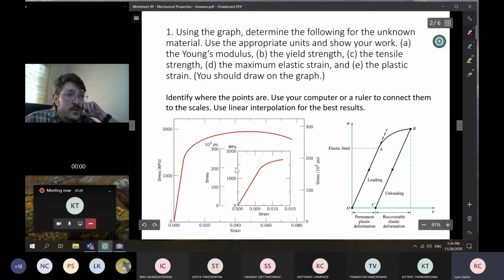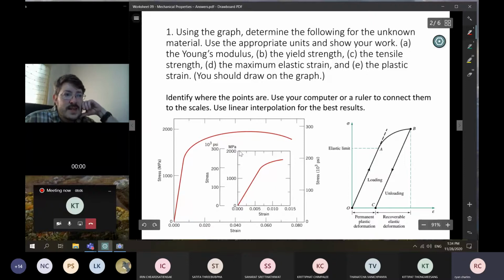And I said you should draw on the graph because, well, you kind of have to. At least in one of those questions, you need to draw a line successfully. So, we have these 5 things defined here. You should figure out what they are, where they are, or how you might determine them. You can look in the lecture slides, you can look in the book. Modulus is just the slope of this elastic portion, right?